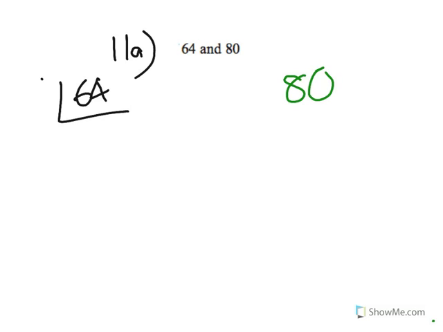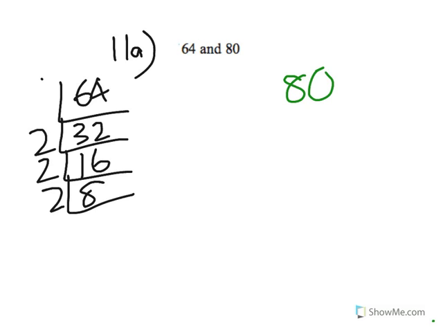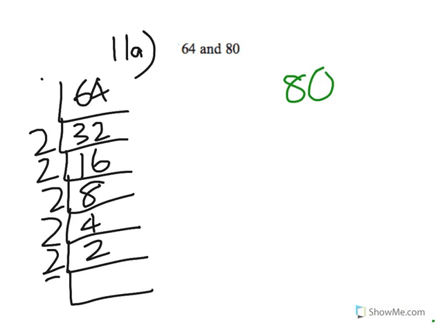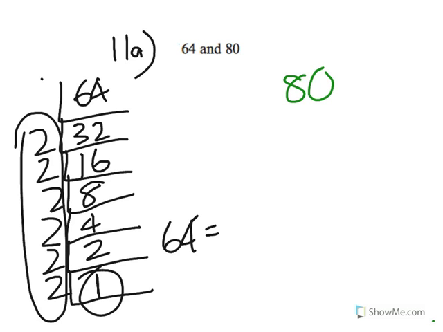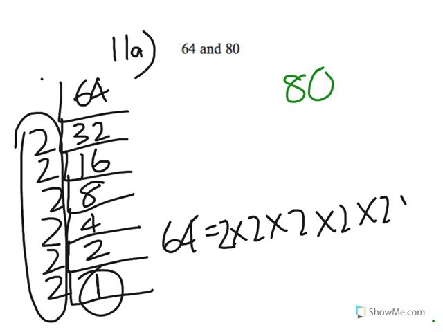So let's take 64. 64 is divisible by the prime factor 2, and you're going to get 32. 32 is further divisible by 2, and you're going to get 16. 16 is further divisible by 2, and you're going to get 8. 8 is divisible by 2, you're going to get 4. 4 is divisible by 2, you're going to get 2. And 2 is divisible by 2, and you're going to get 1. And that's what you're aiming for. You're aiming to get the 1. So basically, 64 is comprised of these numbers multiplied together: 2 times 2 times 2 times 2 times 2 times 2. So 2 to the power of 6, right?